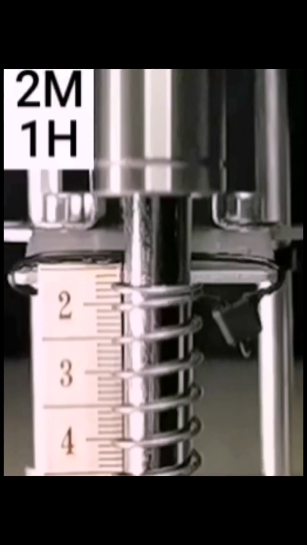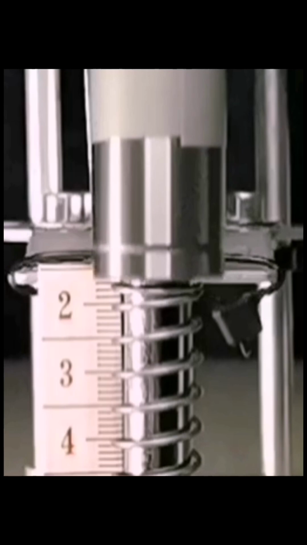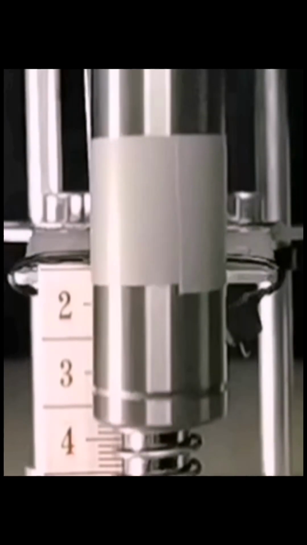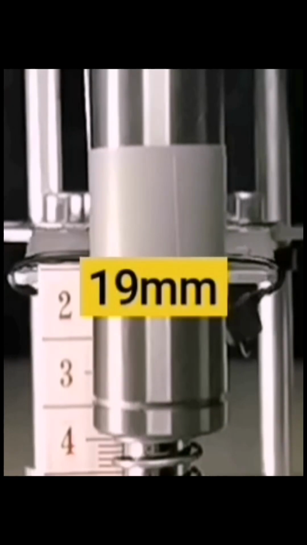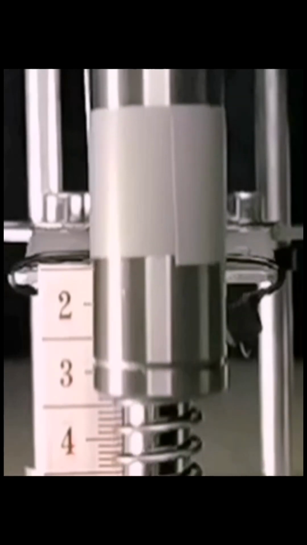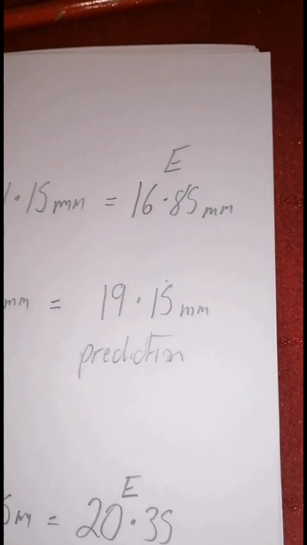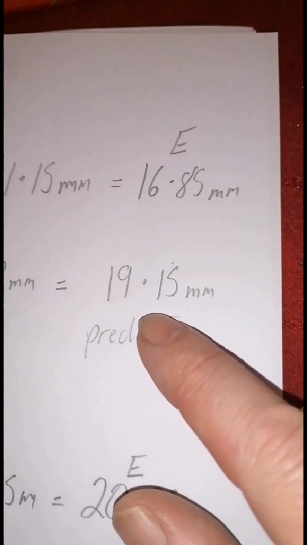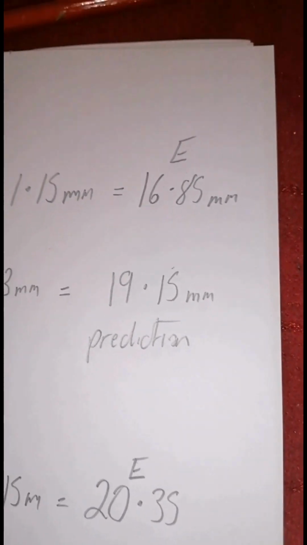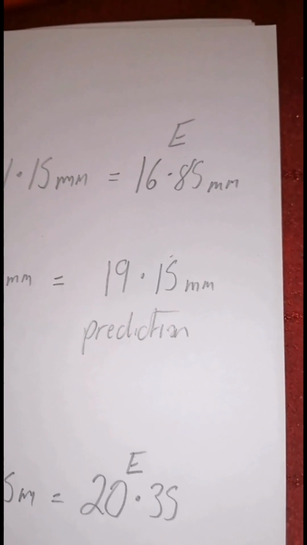So 2 mass at 1 height: 5, 10, 15 and 19. We predicted 19.15 and we roughly got 19, so we're 0.15 millimeters off on that prediction.